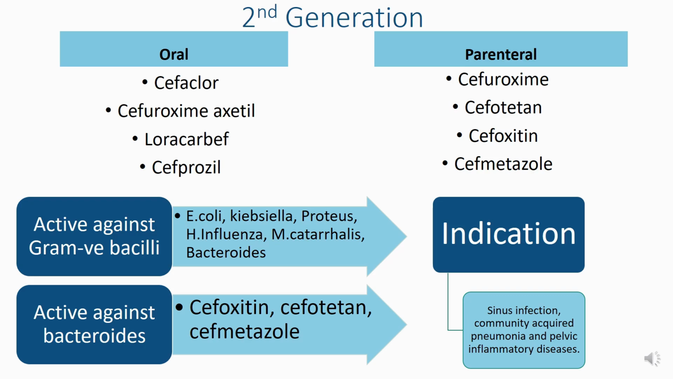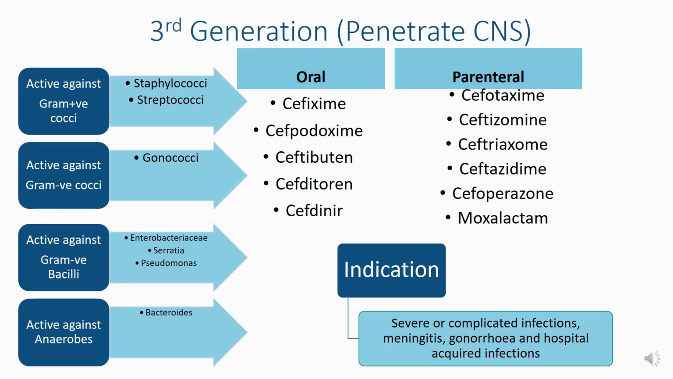Second-generation oral drugs include cefaclor, cefuroxime axetil, loracarbef and cefprozil. Parenteral drugs include cefuroxime, cefotetan, cefoxitin, cefmetazole. They are active against gram-negative bacilli such as E. coli, Klebsiella, Proteus, Haemophilus influenzae, M. catarrhalis, and Bacteroides. The drugs active against Bacteroides include cefoxitin, cefotetan, cefmetazole. Indications include sinus infection, community-acquired pneumonia and pelvic inflammatory disease.